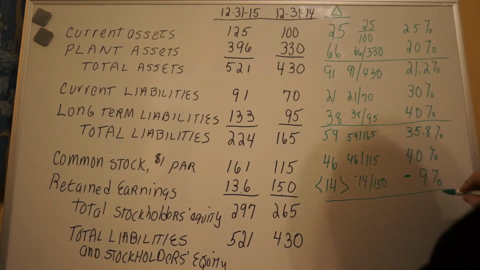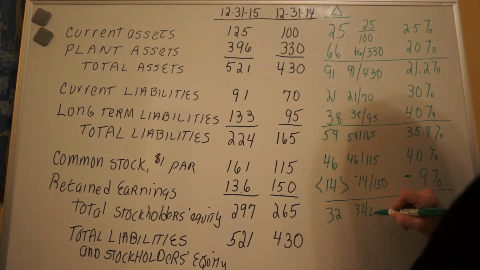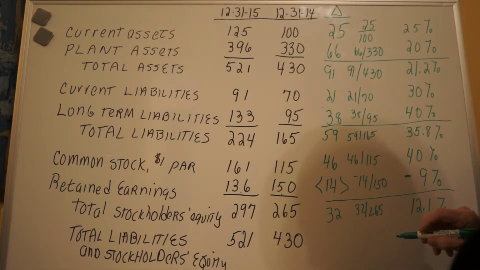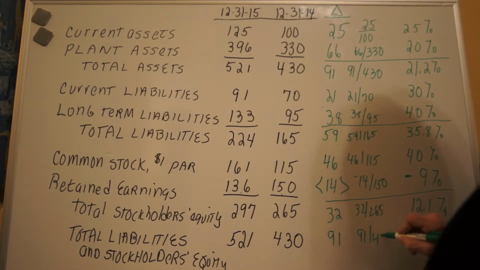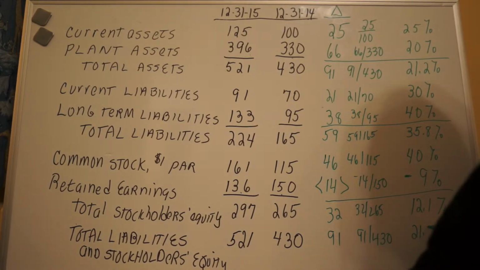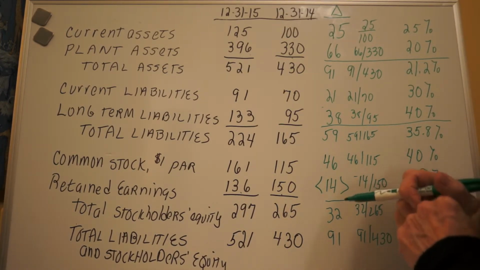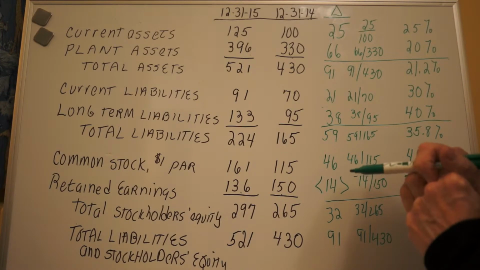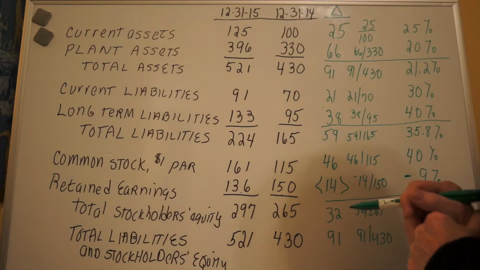And then we do our total stockholders' equity. Change is 32. 32 divided by the 265. That's a 12.1%. And then we come down and we do the total, which should end up the same as the assets: we've got a 91 change, 21.2%. Okay, so we can say the current year's total assets are 21% over what they were last year. We can say the current year's retained earnings are down 9% from what they were last year.